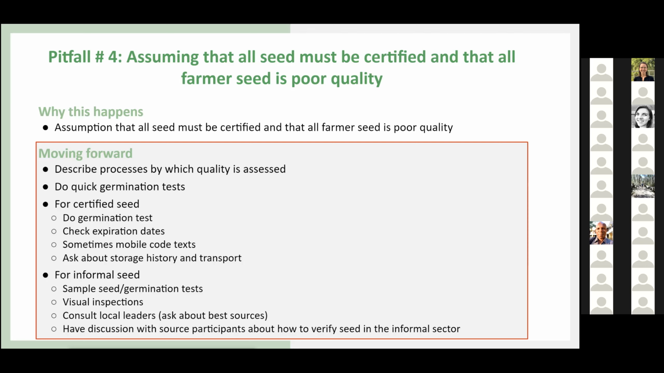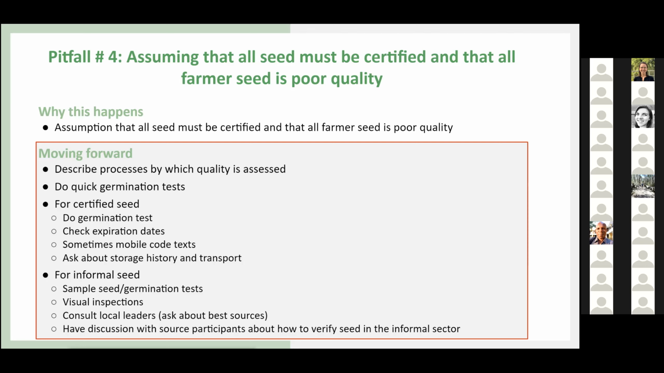And so we start with number 4. Pitfall number 4: assuming that all seed must be certified and that all farmer seed is poor quality. Often this happens because of that assumption that all seed must be certified. Of course, there is the attitude that certified seed is of better quality than farmer seed. I saw this come up in the presentation by group 1, and it clearly corroborates our assertion that we need to think about all seed sources in terms of what farmers do with their seed. Other than the certification process in the formal system, farmers have their own ways of doing quality control.